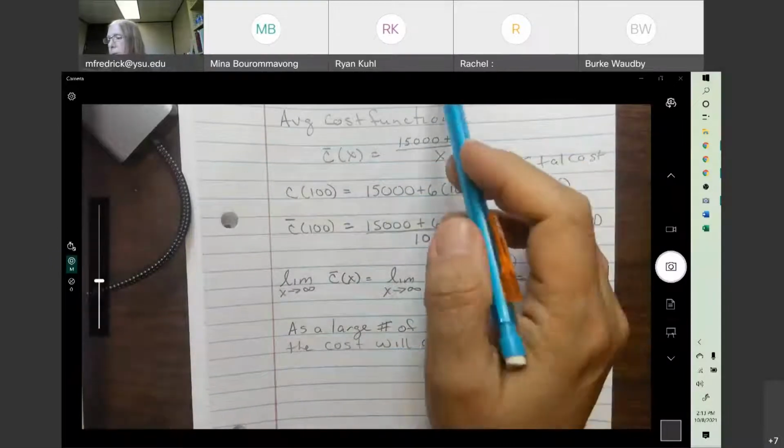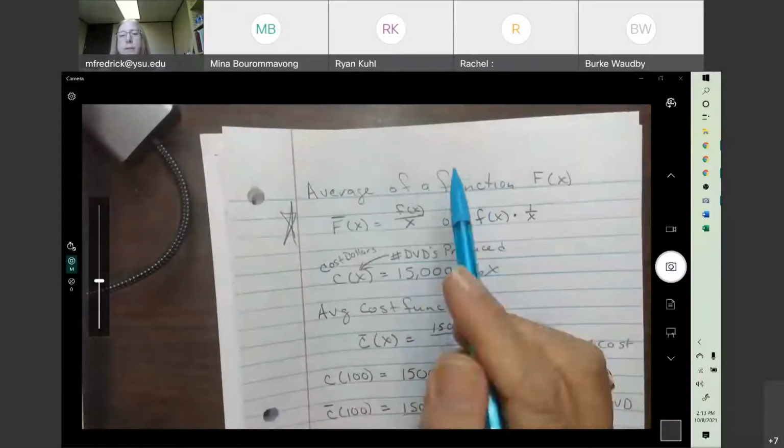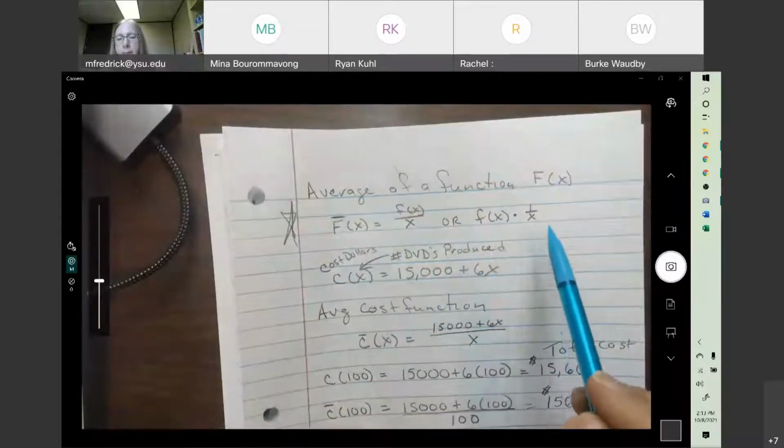So you do want to make sure that you have this marked to memorize for the exam.